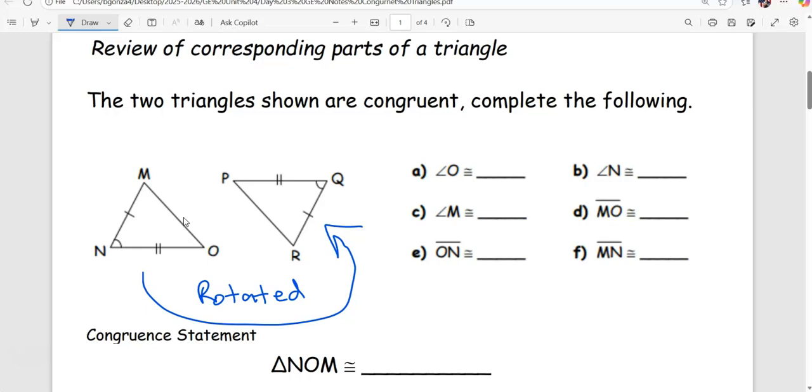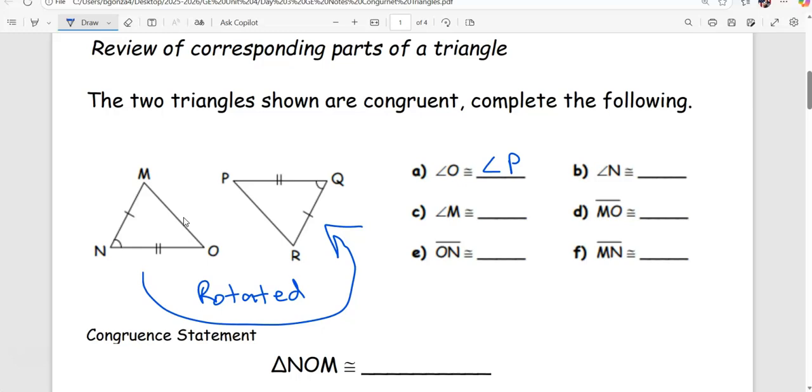All right. So, what does O match up with? What do y'all think? On the other triangle, what does O match with? P. If it's been rotated, O is next to the 2 marks, P is next to the 2 marks. So angle P, write that down.